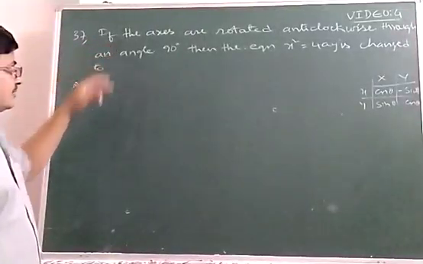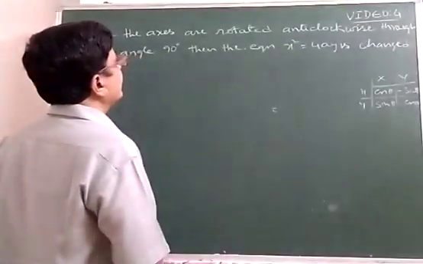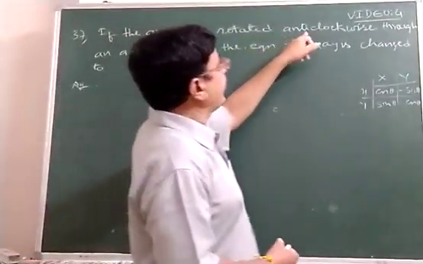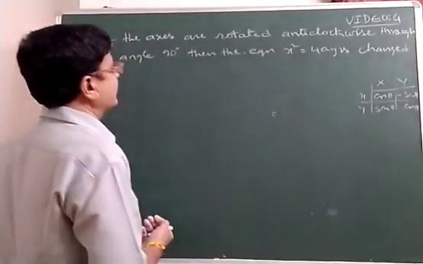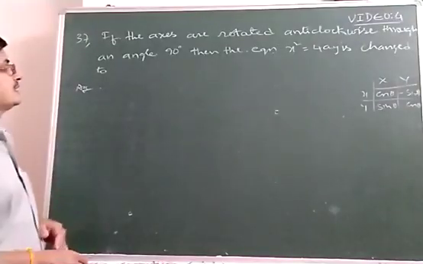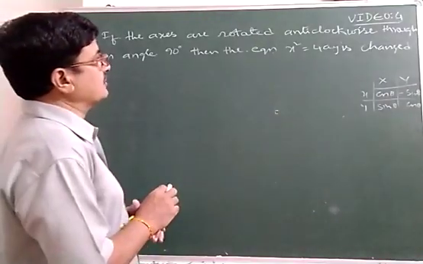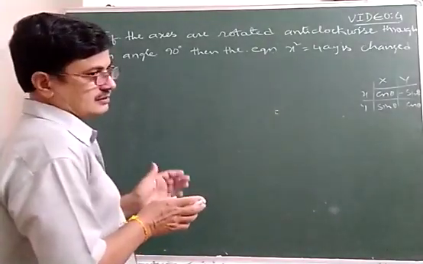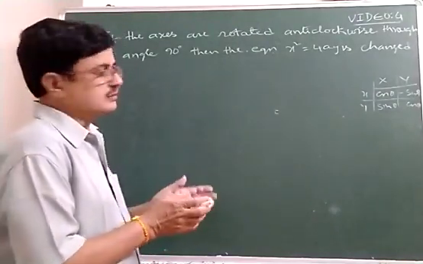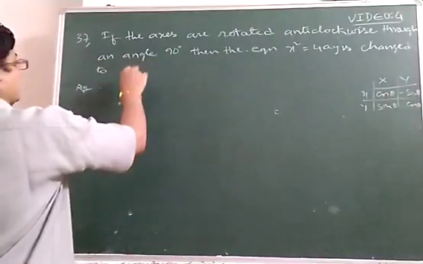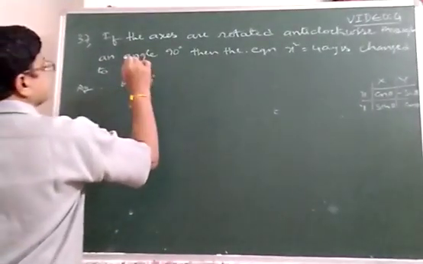Seventh question. If the axes are rotated in the anti-clockwise direction through an angle of 90 degrees, then the equation x square is equal to 4ay changes as? So that means anti-clockwise direction means theta is positive. Positive direction is called anti-clockwise direction. If clockwise direction, it is negative. So here theta is equal to 90 degrees.